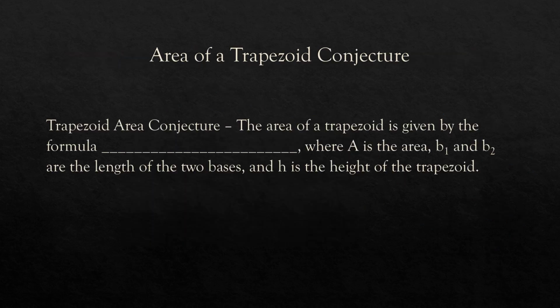So how can we write that area formula? Area equals 1/2 base 1 plus base 2 times the height, or you could write it as the height times the bases added together over 2, where A is the area, B1 and B2 are the lengths of the two bases of a trapezoid, and H is the height.